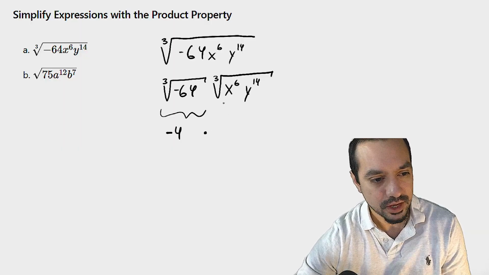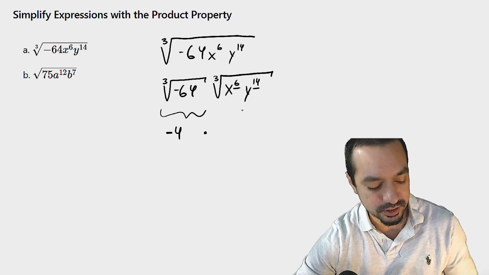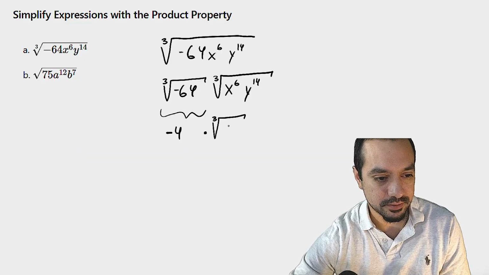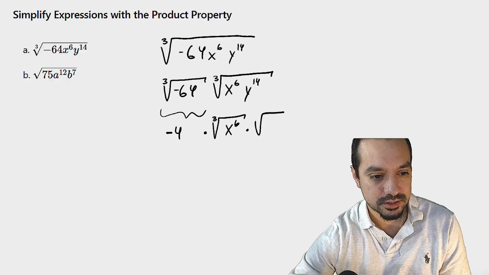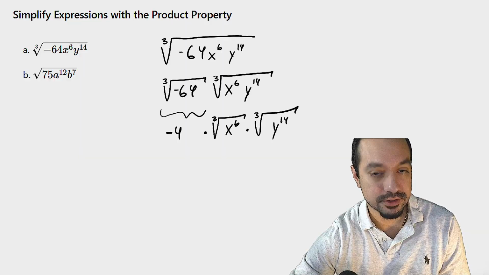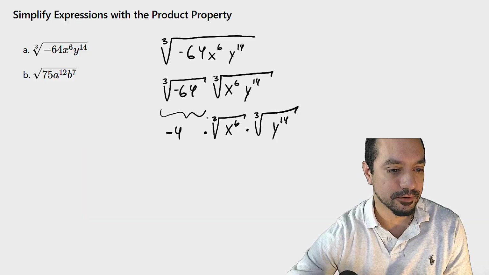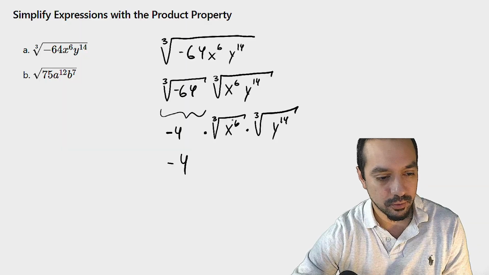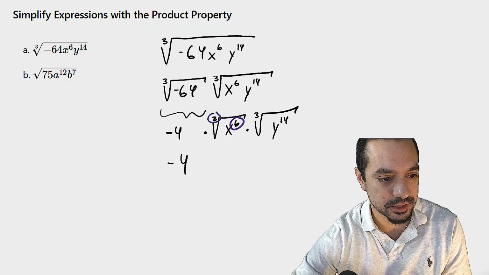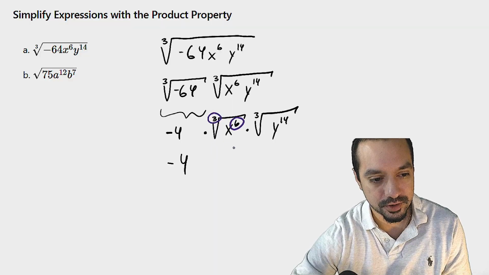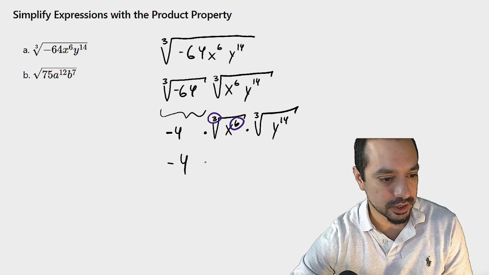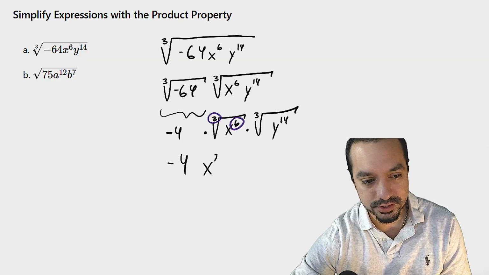I'm also going to separate the variables, because 6 is a multiple of 3, but 14 is not. So I want to think about those separately. The cube root of x to the 6 times the cube root of y to the 14. From here, let's work out our x. What ends up happening is that the exponent and the index end up dividing each other. So it works out to be divided by 3. So we end up with x to the 6 divided by 3, which is just x squared.